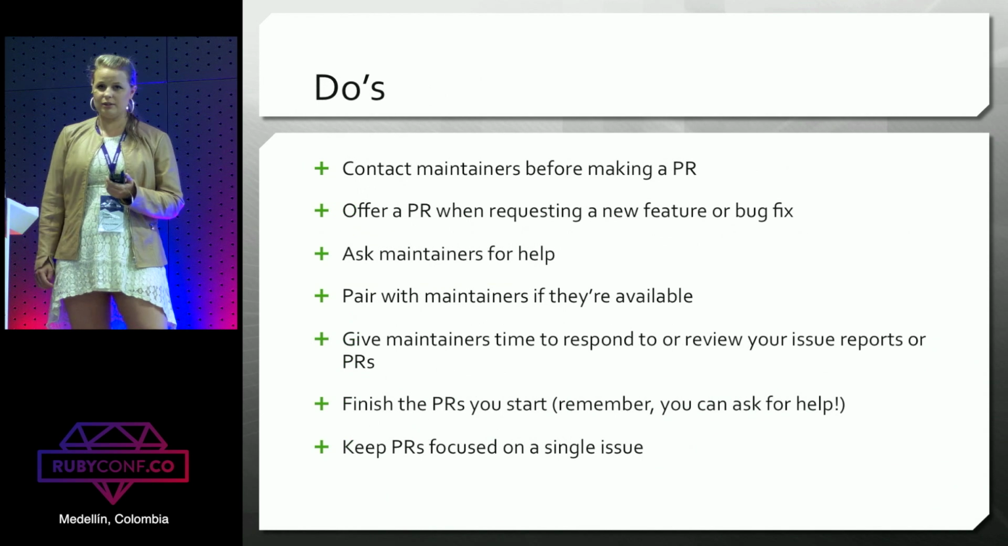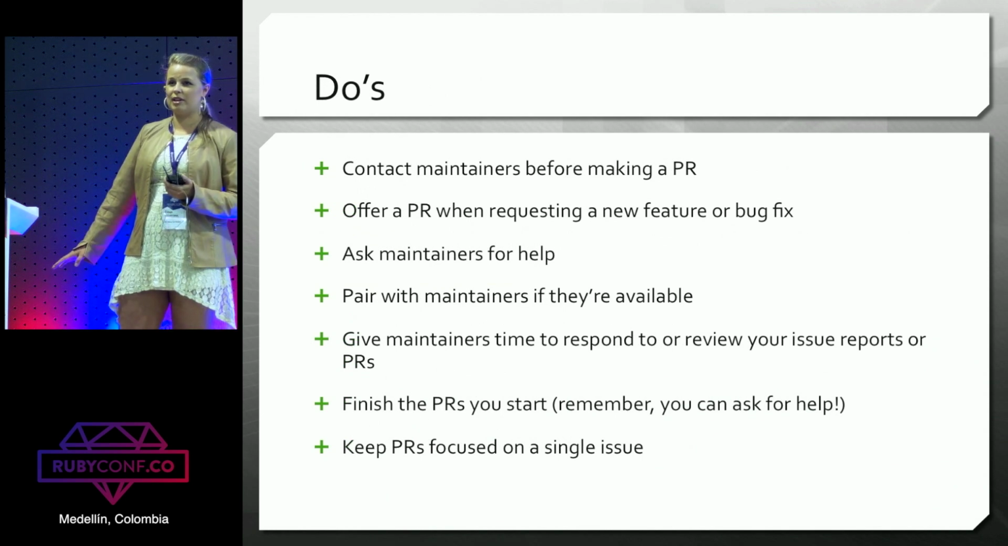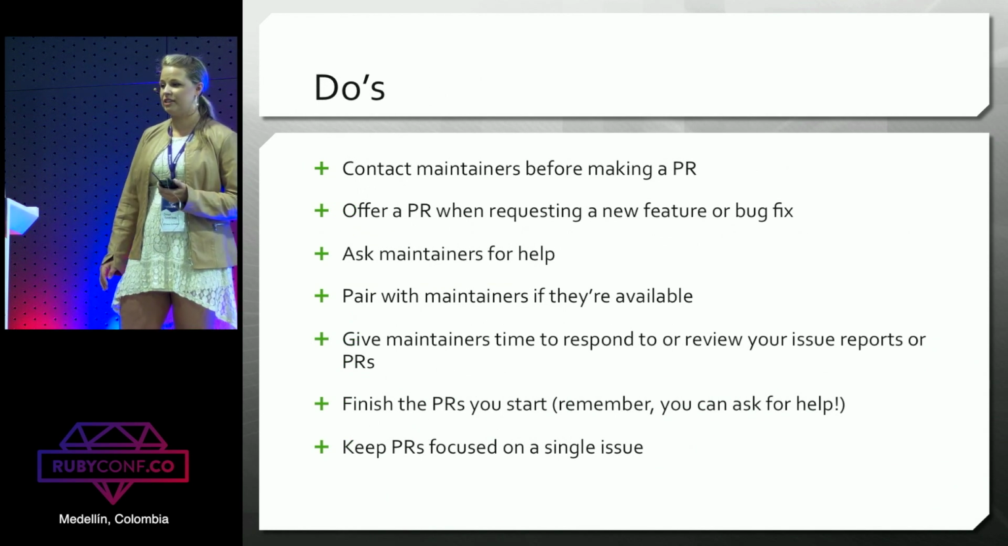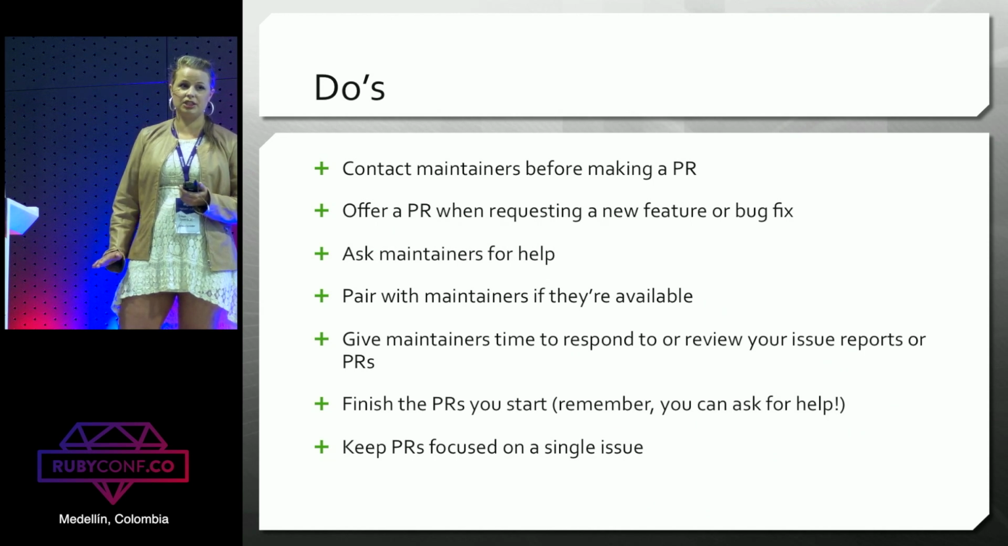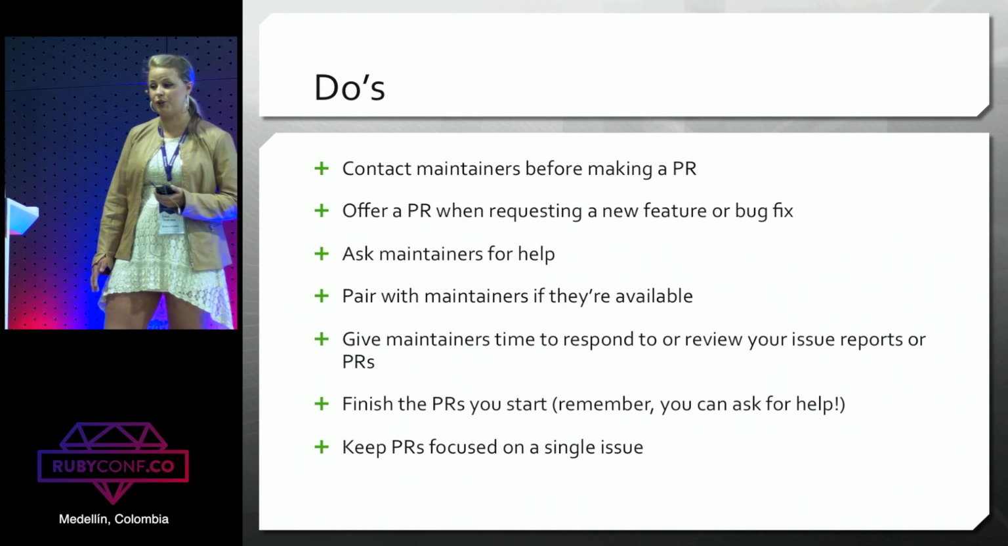So here are some do's and don'ts that I want to cover briefly. Most of them I've already mentioned. Do contact maintainers before making a PR. File an issue report, mail the mailing list, something just to let the maintainers know you're interested. I consider this an essential first step to making a pull request, and other than Cucumber, I would not dream of making a contribution to a project that I didn't reach out to the maintainers first.